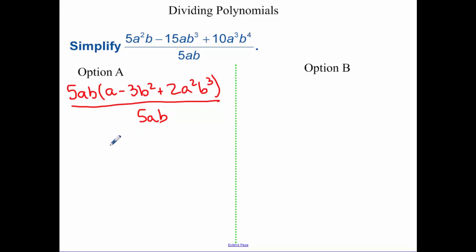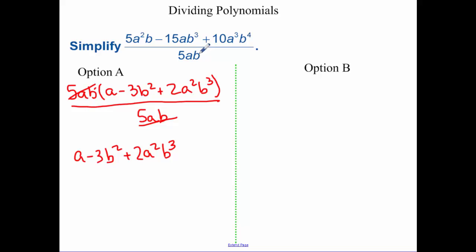5ab. Now because you're multiplying on the top and this 5ab is on the bottom, you can cancel those out and you're just left with a minus 3b squared plus 2a squared b to the third. Now this works if there's a monomial on the bottom. This other option B also works only if there's a monomial on the bottom.